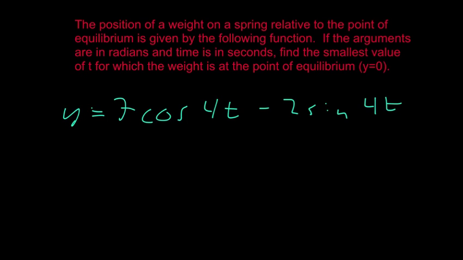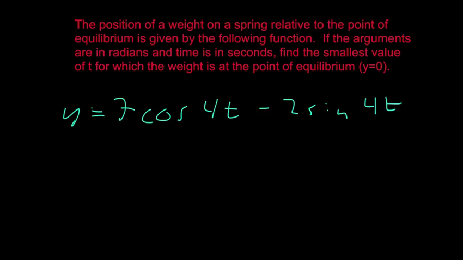The position of a weight on a spring relative to the point of equilibrium is given by the following function. If the arguments are in radians and time is in seconds, find the smallest value of t for which the weight is at the point of equilibrium, which we're told is at y equals 0. So what we want to do is basically find the time value where y equals 0.